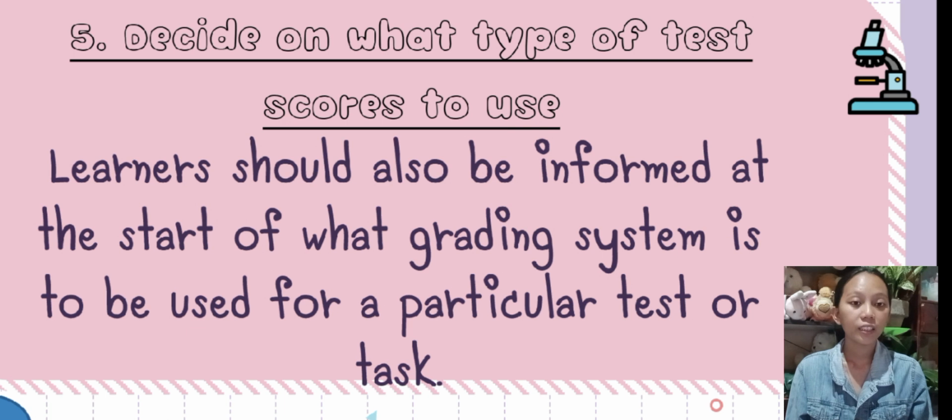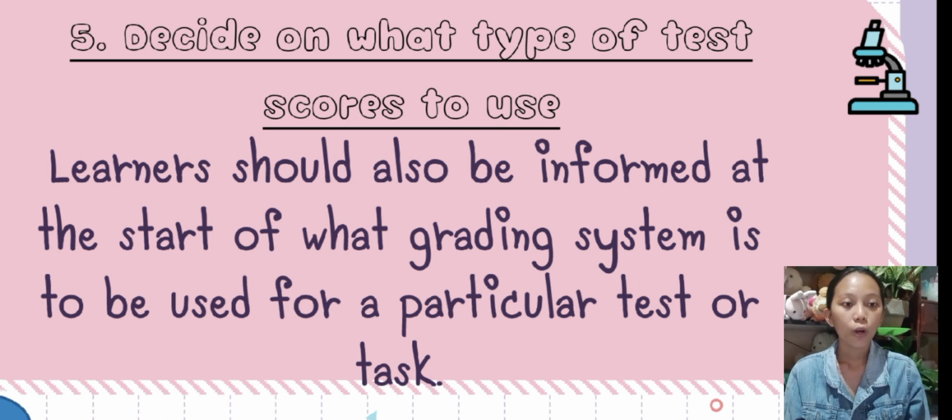The last guideline in grading tests or performance tasks is decide on what type of test scores to use. As discussed earlier, there are different ways by which students' learning can be measured and presented. Performance in a particular test can be measured and reported through raw scores, percentage scores, criterion-referenced scores, or norm-referenced scores. It is important that different types of grading schemes be used for different tests, assignments, or performance tasks. Learners should also be informed at the start of what grading system is to be used for a particular test or task.